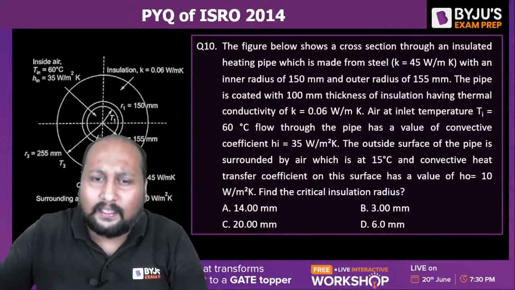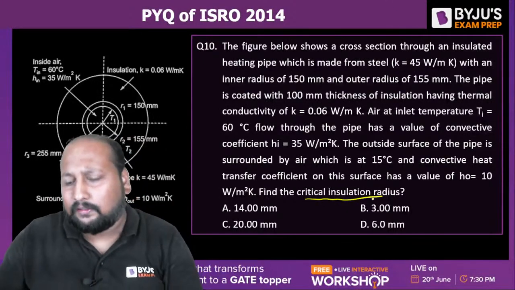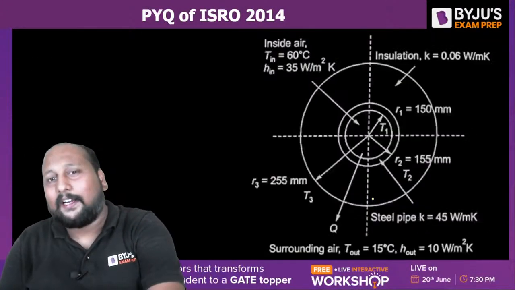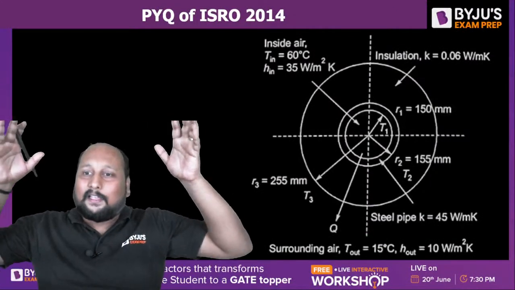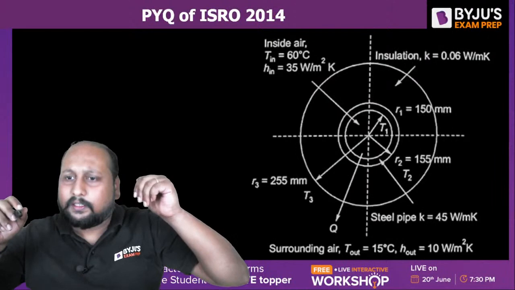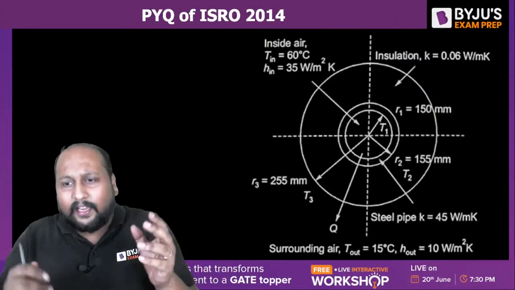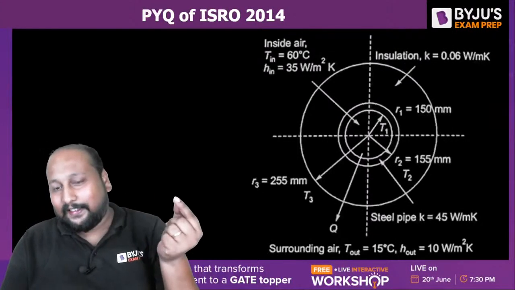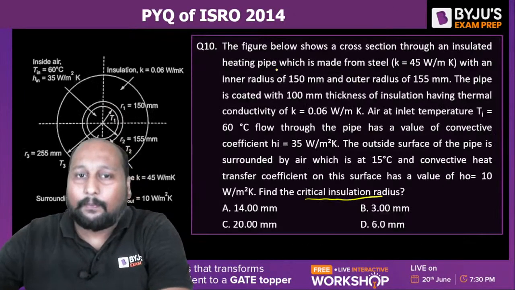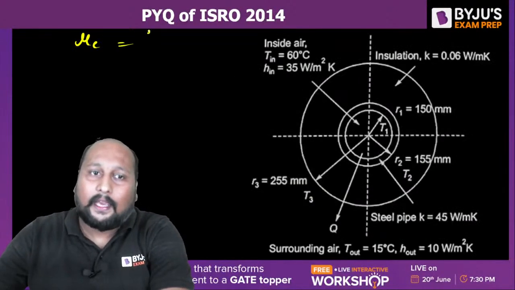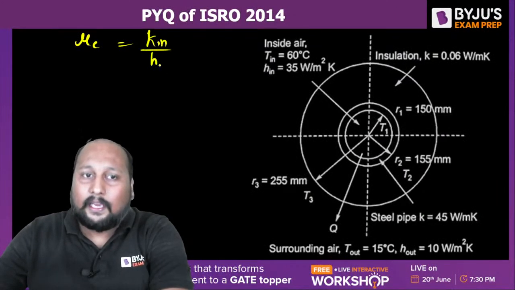What are they asking? Let us see. They are asking the critical radius of insulation. It's basically a one-line answer. The question is so lengthy, about nine statements, and the answer will be a single line. So the question is, what is the critical radius of insulation? This is a pipe, so it is equal to k of insulation by h.